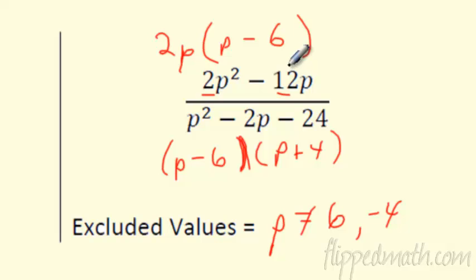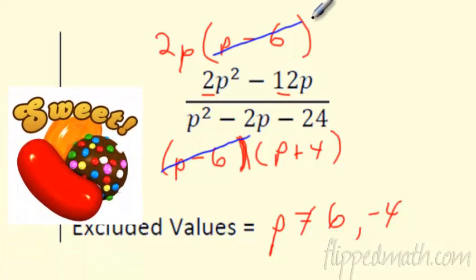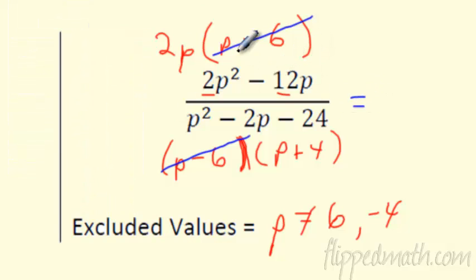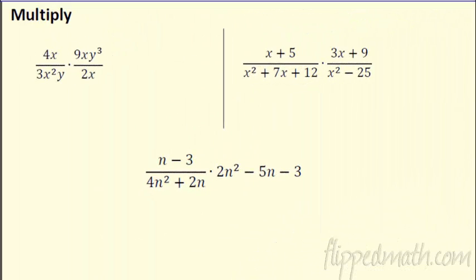Awesome. So I factored that out, and what's good about that? Sweet. This cancels. This cancels. That sounds a little bit like Candy Crush. Sweet. Sweet. I like that. So we got 2p over p plus 4. Excellent. That's supposed to be a p right there. Very good. So we're simplifying it. Nice. So now we can simplify.